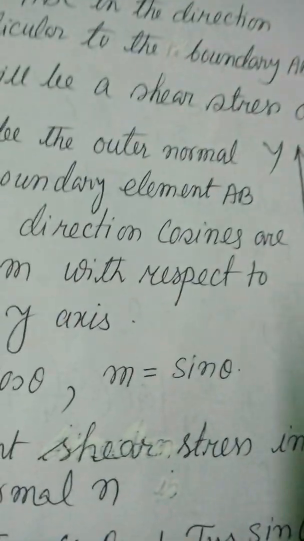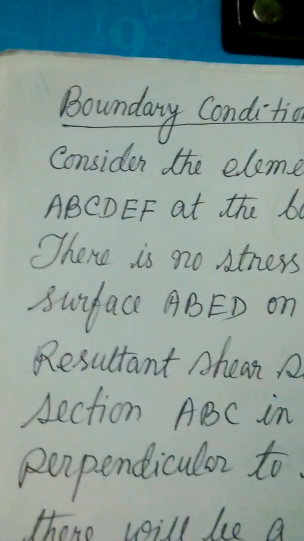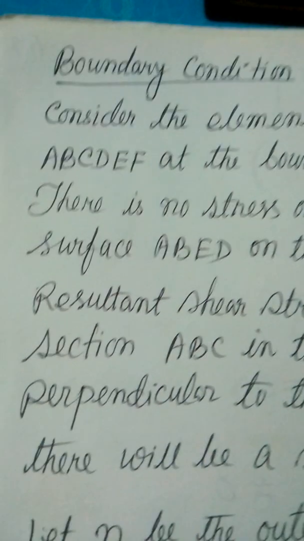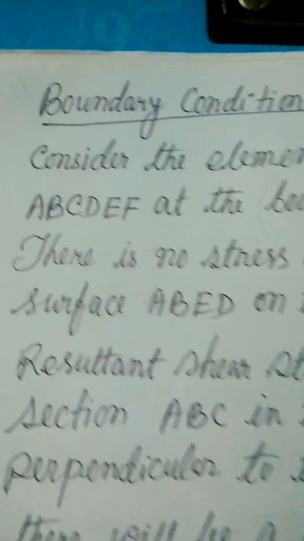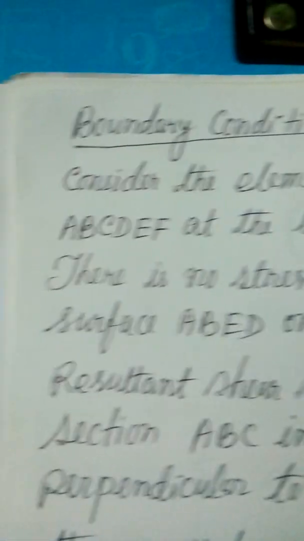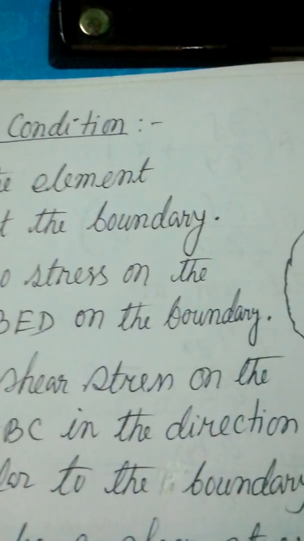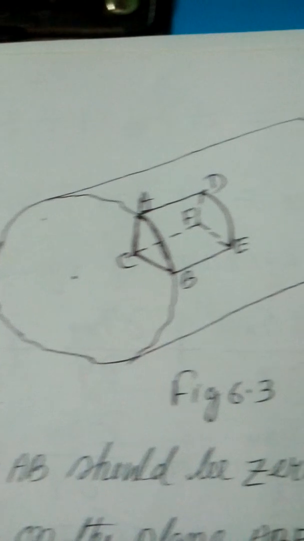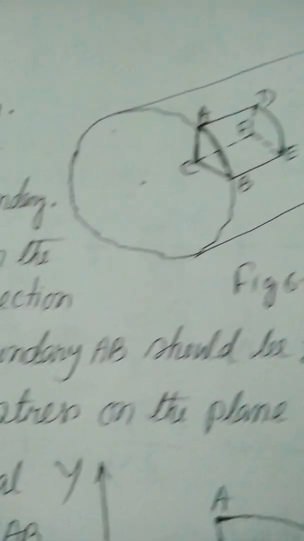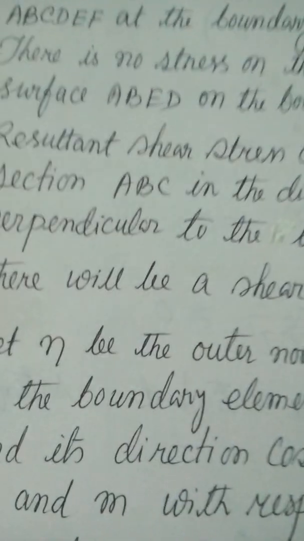Okay, now please, this one boundary condition. So I will roll this. It is self-explanatory. These are the element we have taken. This is the element we have taken. Okay, and we are studying that element.